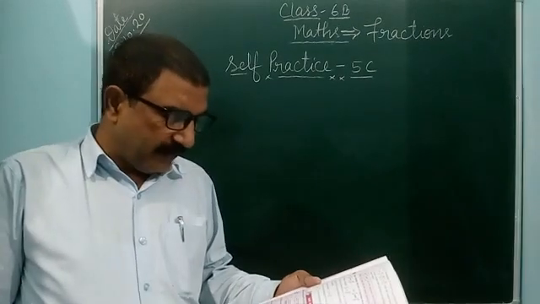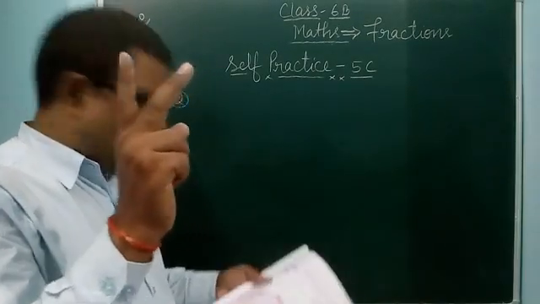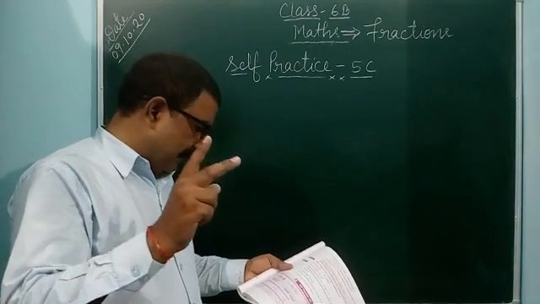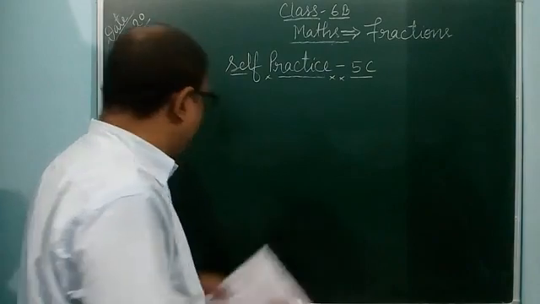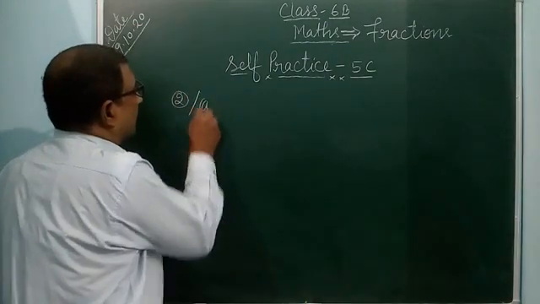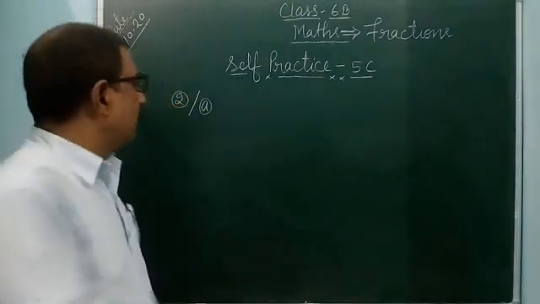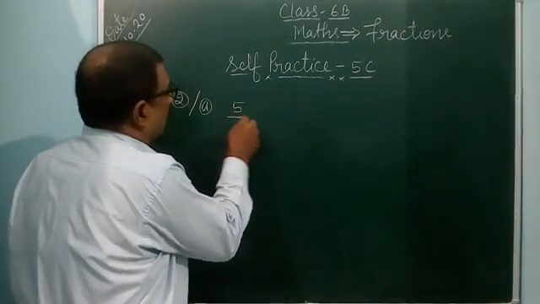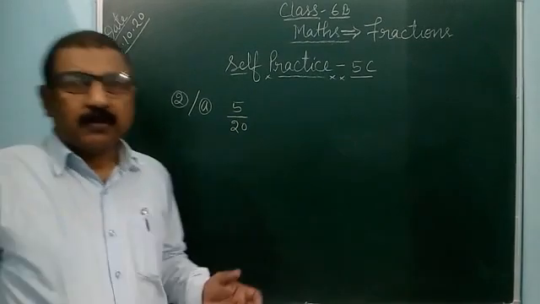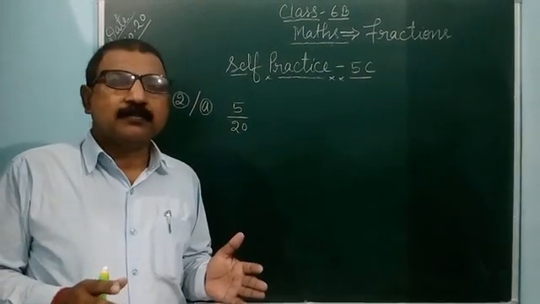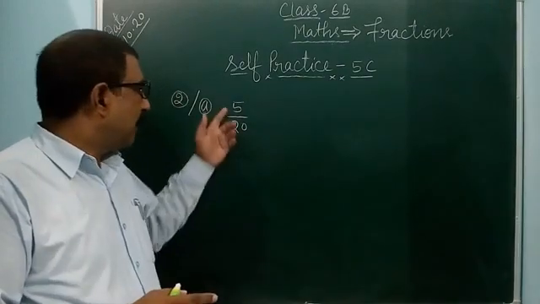Find two equivalent fractions for each given fraction. Two equivalent fractions you can find. More than 2 you find. A. It is given 5 by 20. So you can find out two more equivalent fractions like that for 5 by 20.